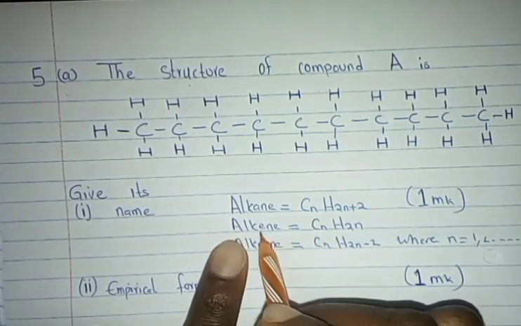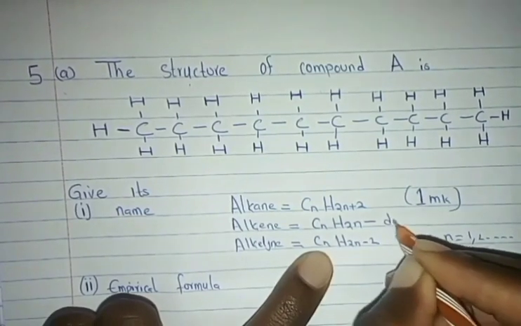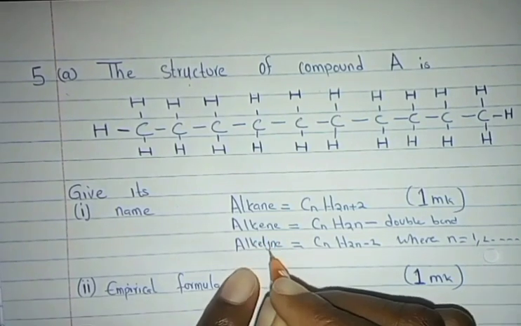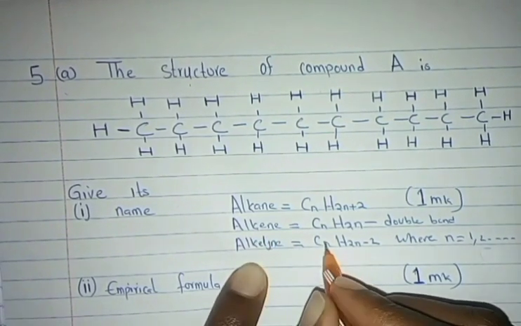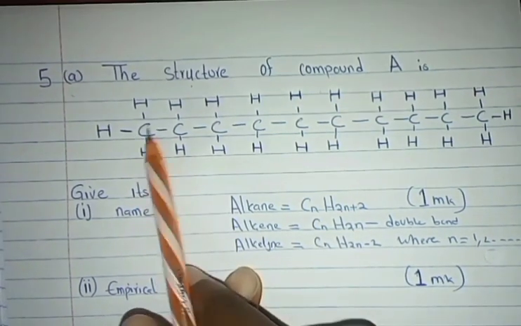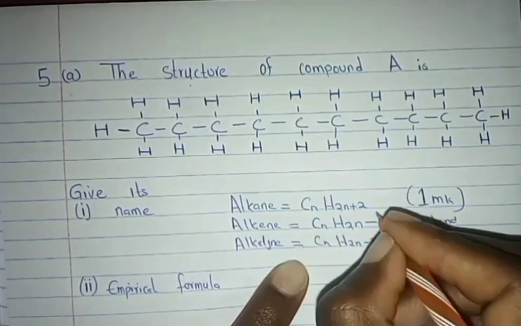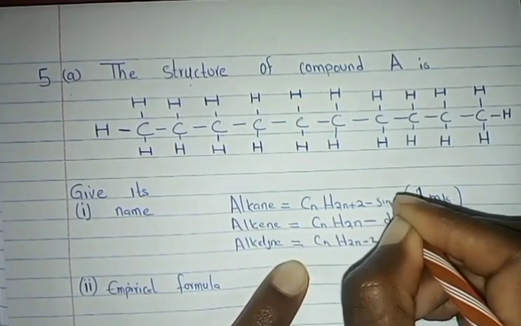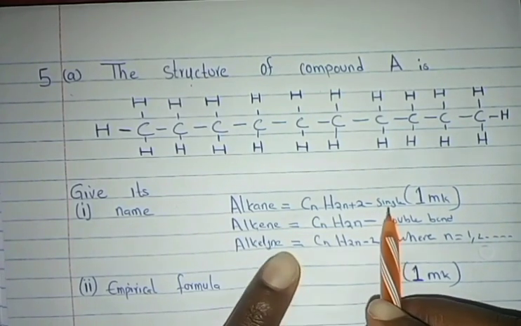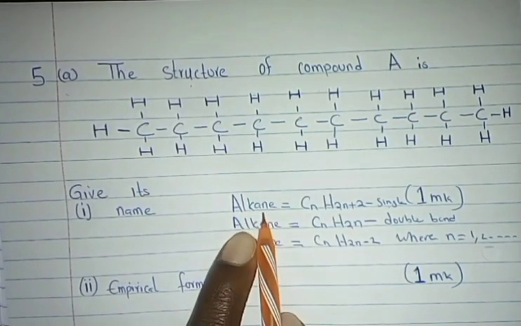So we know in alkenes we have a double bond. Here we have a double bond. And in alkynes, sorry, here we have a triple bond. Now when you come back to the structure, we look at the structure, we have single bonds. And in alkane, the first group, it's a single bond. So basically to get the name, we know the structure now, it is alkane.